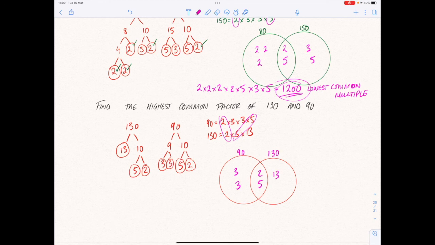Now, the nice thing about this is we don't have to do loads of complicated maths. When you're looking at the highest common factor, it is just this middle section here that you look at. So the highest common factor is the middle, and the middle is 2 times 5, which is 10. So your highest common factor is 10 for these two numbers.